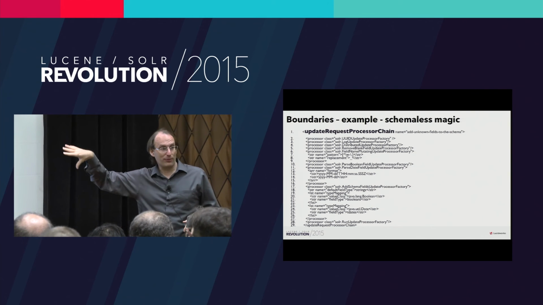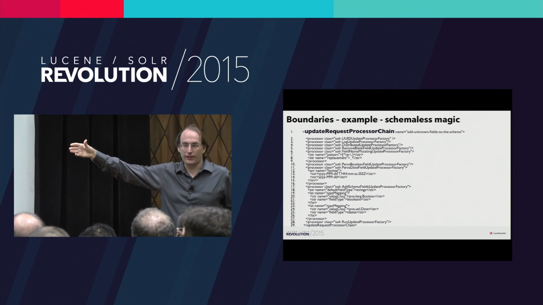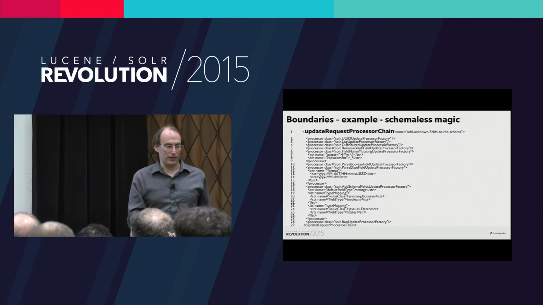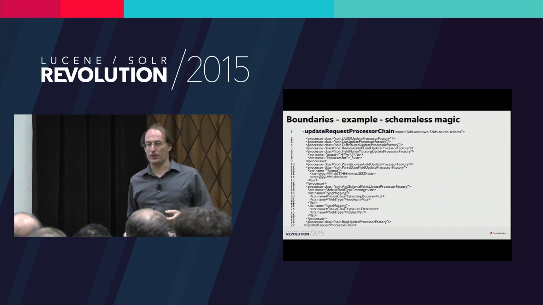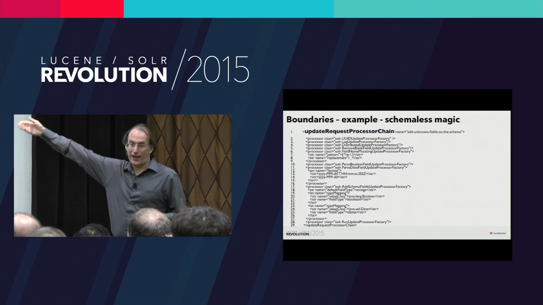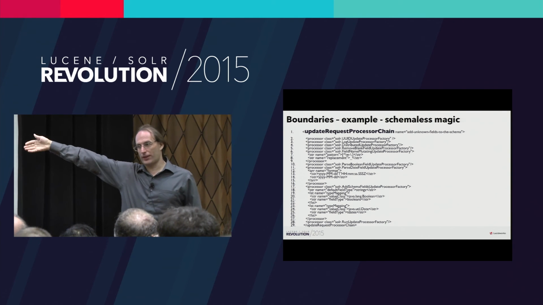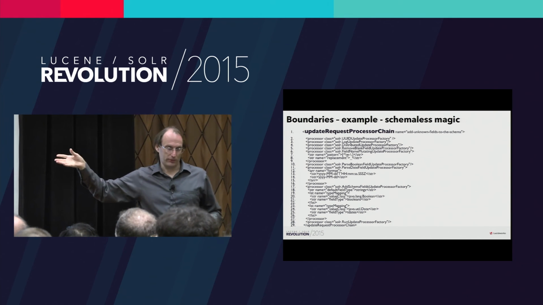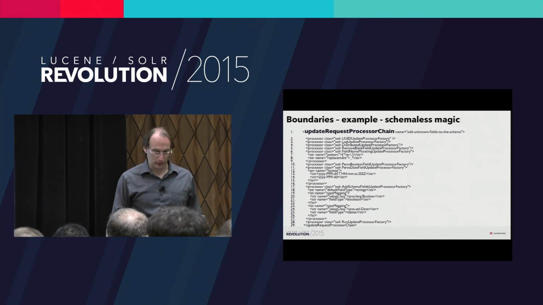So if you're not happy with the order in which it happens, fine, change it. If you have a non-standard date format, as long as Java can parse it, and Java can parse quite a lot of the date formats, fine, add it in, or remove the ones that are causing you problems. It's all defined, right? And it's an update request processor, just one of those. Okay, so that's an example.